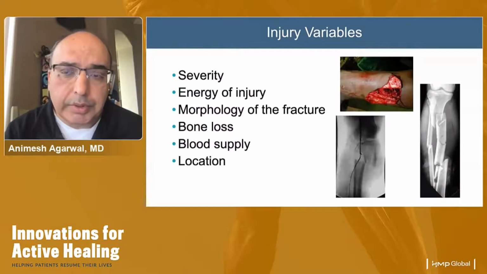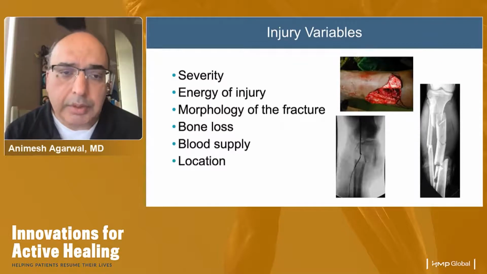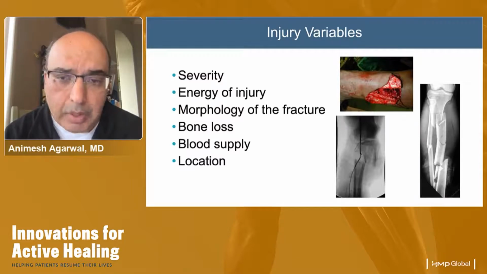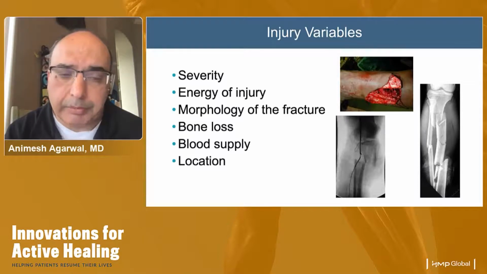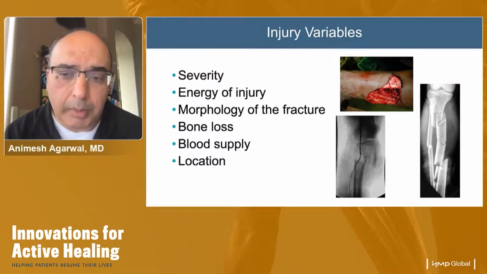Obviously, the injury is also important as well. We know that open fractures and significant soft tissue disruption can have profound effects on the ability for that fracture to heal. And that's really related to the energy of the injury. Obviously, a slip and fall versus a high-speed motor vehicle accident results in two different types of morphology, and that in itself can be highly problematic.